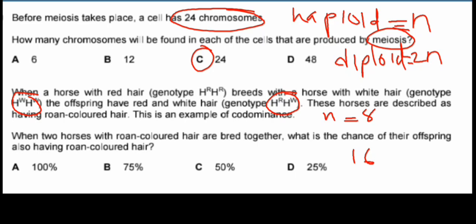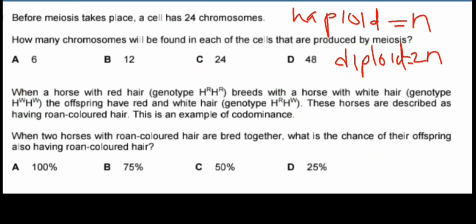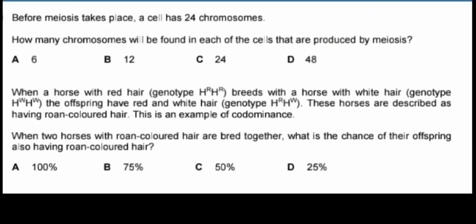When 2 horses with roan colored hair are bred together, let me just erase this part so that I explain a little bit about this one. They are saying, if 2 roan horses are crossed, what is the chance of their offspring also having roan colored hair? So we are crossing this one with the same one. Let me just use the initials. We have RW crossed with RW.